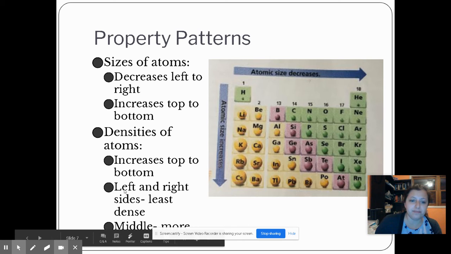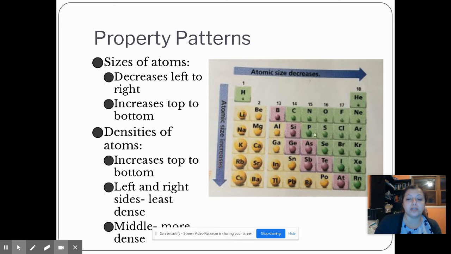Increases top to bottom, I already said. Left and right sides are the least dense. So our left side and our right side are not going to be very dense. The middle are going to be pretty dense. So you can deduce that the densest elements on the periodic table are going to be these ones right on the bottom.